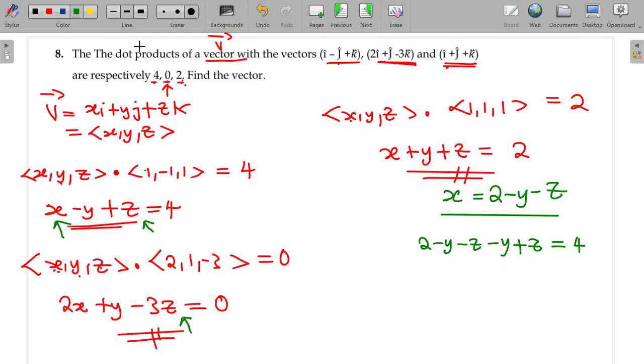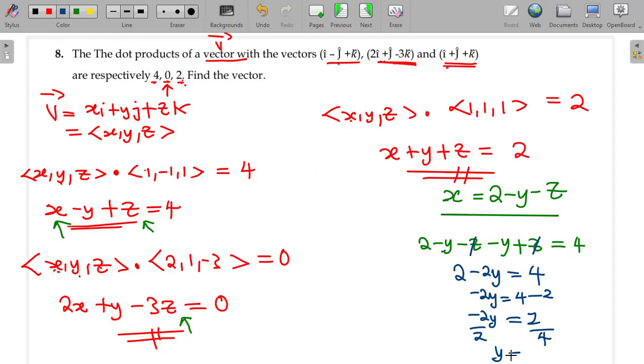So you see here that the z and the z will cancel out. So this will be 2 minus 2y is equal to 4. So meaning that minus 2y is equal to 4 minus 2, so that is minus 2y is equal to 2. I divide by minus 2 there. So y is going to be equal to minus 1. So we found the value of y. y is just minus 1.